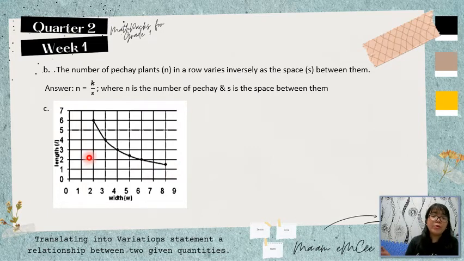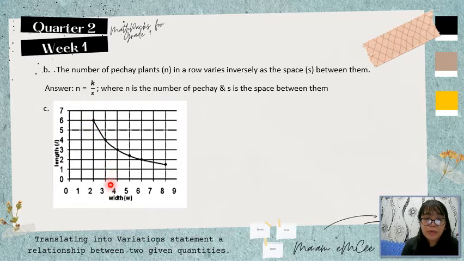Now, what can you notice about the graph? What happened to our width? What happened to our length? Our width increases. So, from 1, it becomes 2, 3, 4, 5, 6, 7. Okay. What happened to the length? Does it also increase or does it decrease? So our width here is 2, and our length is 6.